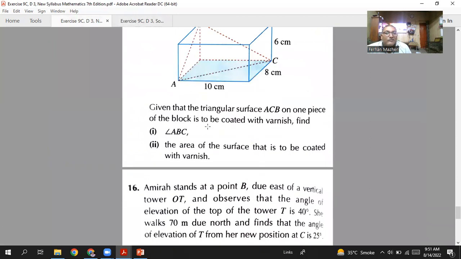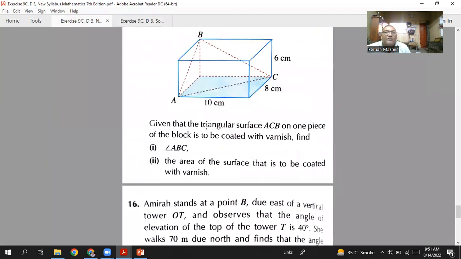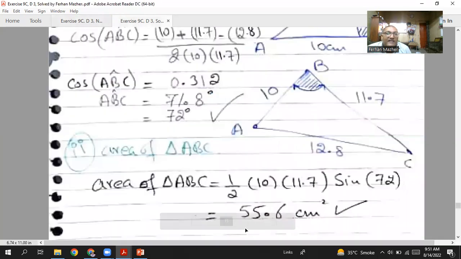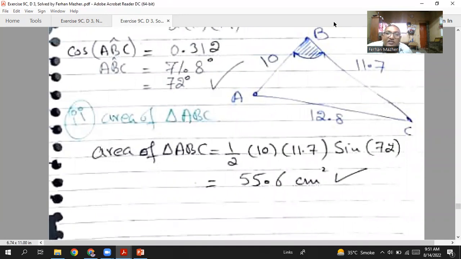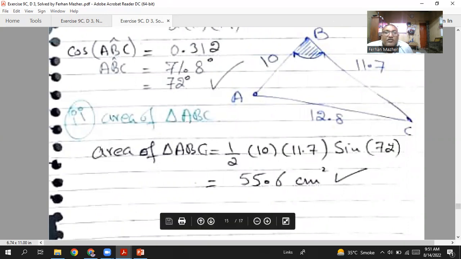The next part, he says, the area of the surface that is to be coated with the varnish. That area is the area of the triangle ABC. Very easy. We know the two sides. We know the angle between them. So we can find the area, 1 by 2 AB sine theta. That's the formula. 1 by 2 into 10 into 11.7 into sine of the angle between them, and that is 72. So 1 by 2 into 10 into 11.7 into sine 72, and that will be 55.6 centimeter square. So this is how you will do this question.